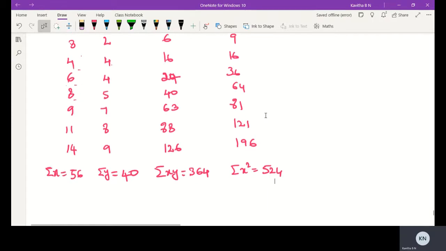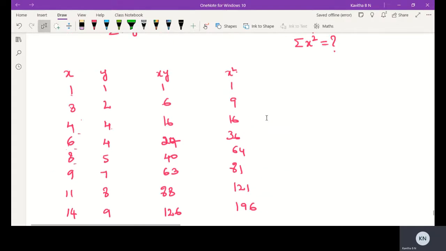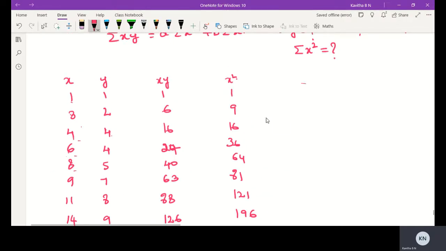Okay, completed. Then take the normal equation again. Observe your normal equation: summation of y is equal to a into summation of x plus nb. Then the other one is summation of xy is equal to a into summation of x square plus b into summation of x.